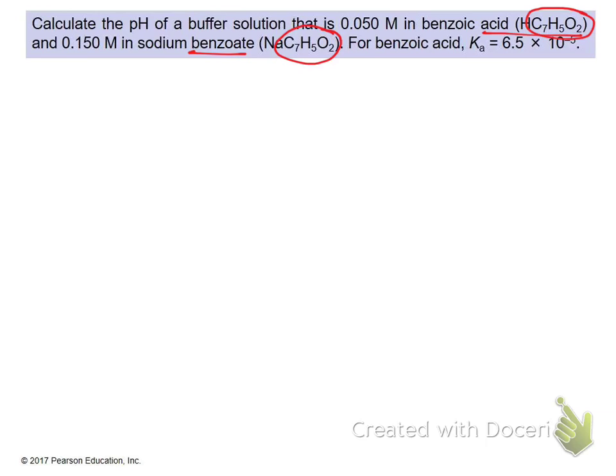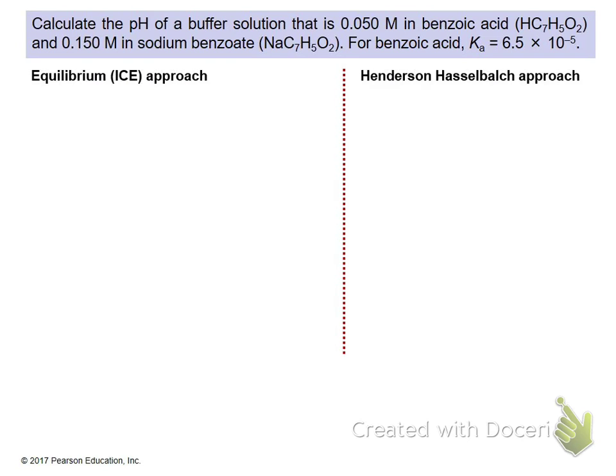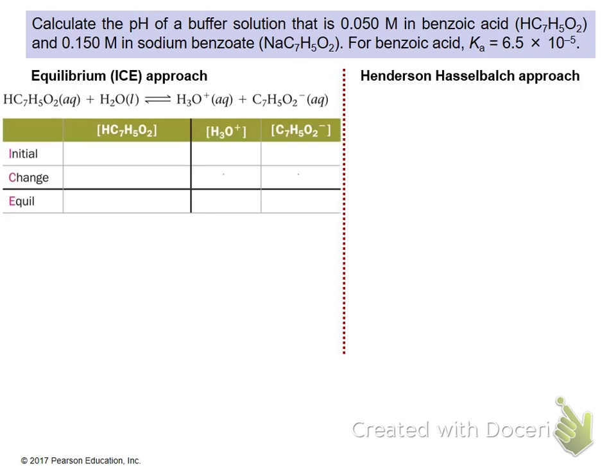So we're going to compare two methods here. The first one is going to be the equilibrium approach, and the second is going to be the Henderson-Hasselbalch, just for comparison. So let's look at the ICE approach first. We have benzoic acid, so we're going to write the chemical reaction equation for benzoic acid being ionized in water. And so here's our reaction equation, and now we populate our ICE table.